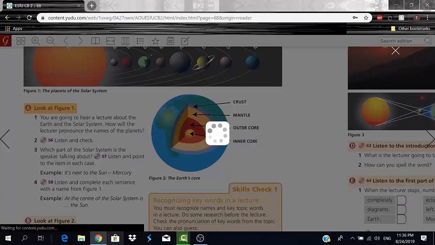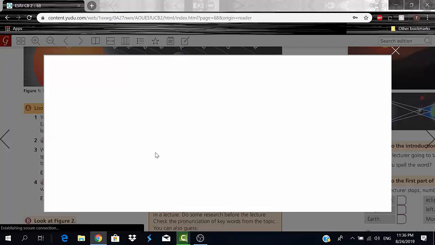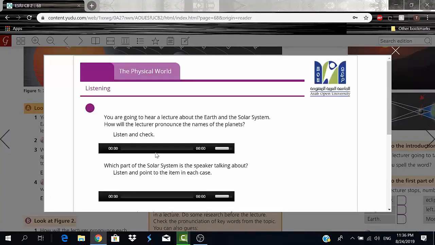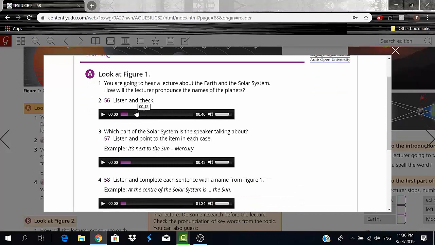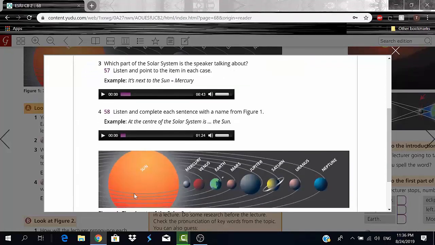So now, let's open exercise A here. You're going to hear a lecture about the Earth and the solar system. How will the lecturer pronounce the names of the planets? Okay, so check the names of these planets for yourself.